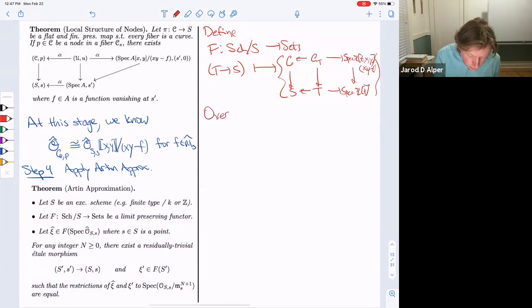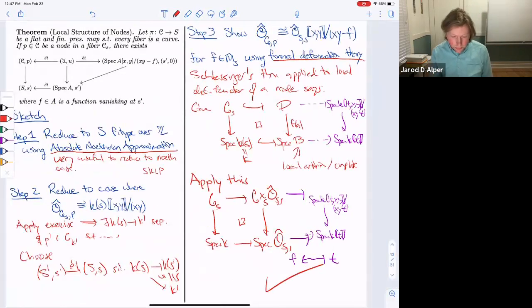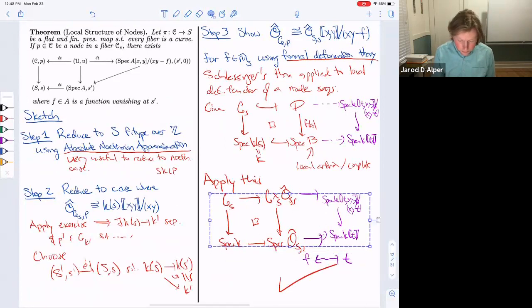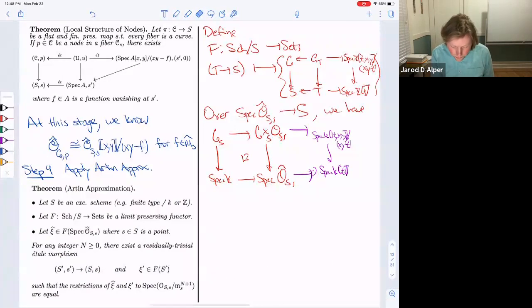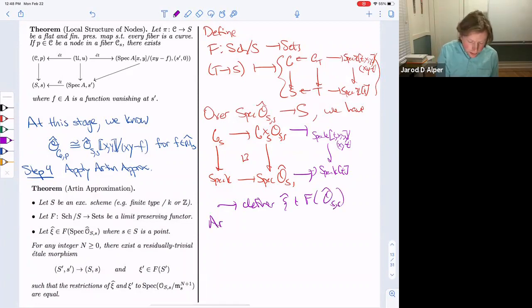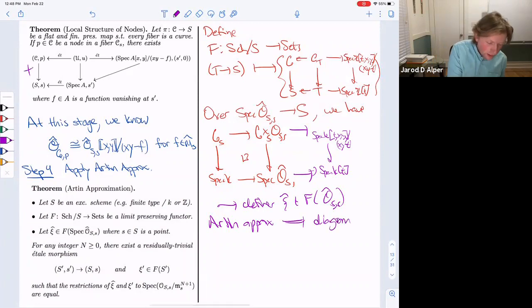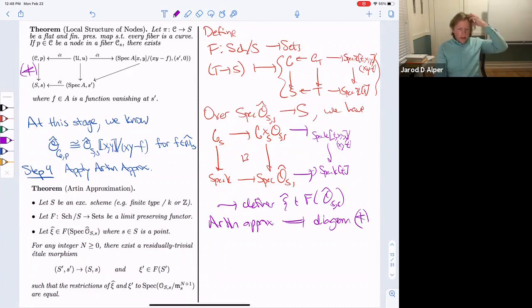And we know that if T is the completion of S, we have an object over this. I mean, this is exactly what we constructed over here. We have this, and in fact, let's just remove the completions. And so this here defines an element sigma hat of F over the completion of O_{S,s}. And then Artin approximation gives us the desired diagram that we wanted.